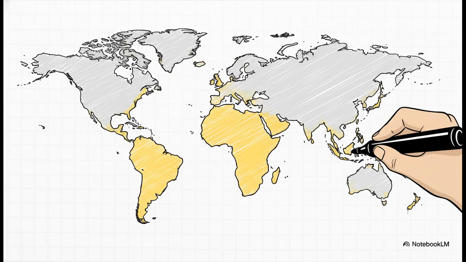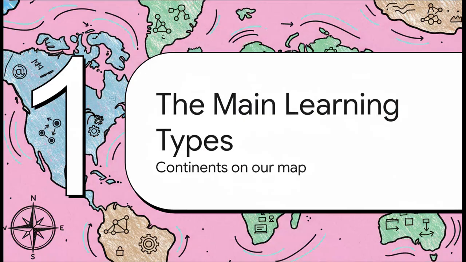I want you to think about this like we're explorers heading into a vast new world. And what's the first thing any good explorer needs? A map. That's exactly what we're going to do right now. Together, we're going to draw that map, starting with the giant continents. So here we go. We're starting at the highest possible level, the main types of learning. Think of these as the absolute foundations of our map, the continents where all the other details live.